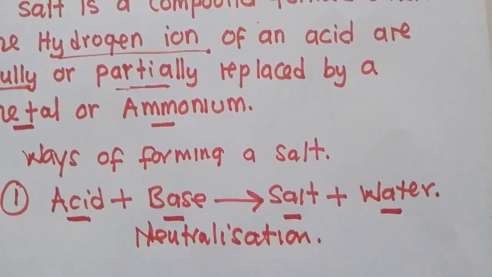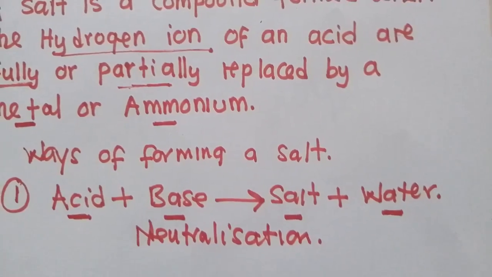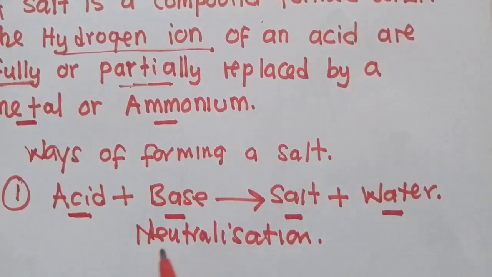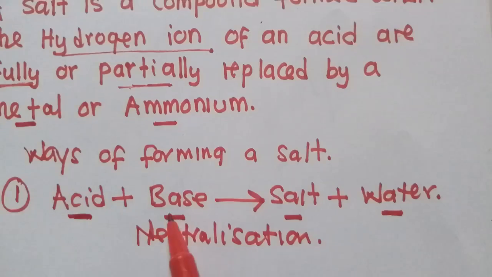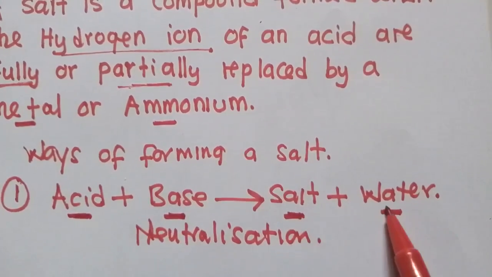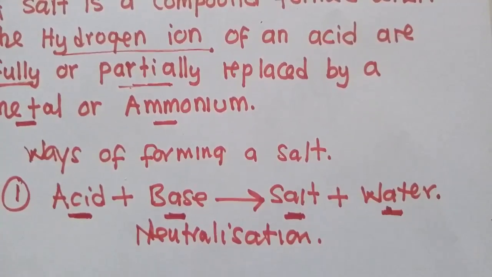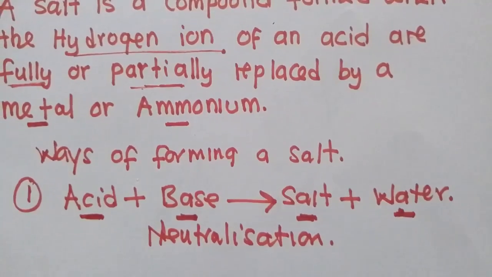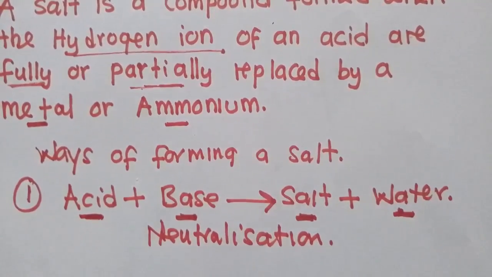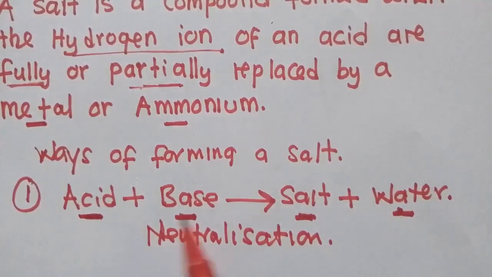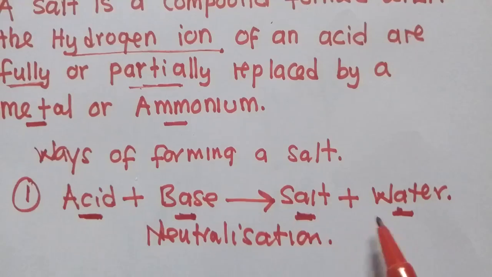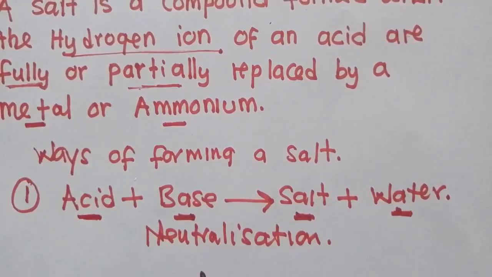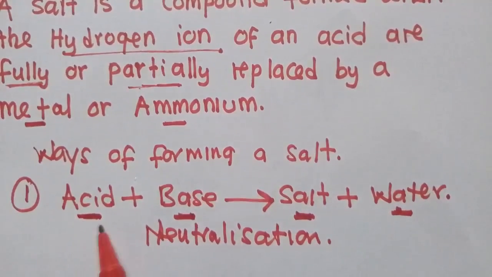So if someone asks you what is a neutralization reaction, you just need to say neutralization reaction is a reaction between an acid and a base to form a salt and water. This is what neutralization is. So we are going to discuss all these in detail. I want you to stay tuned. So this is an acid and a base to give us a what? A salt plus water.